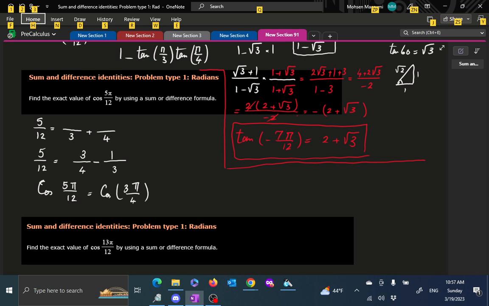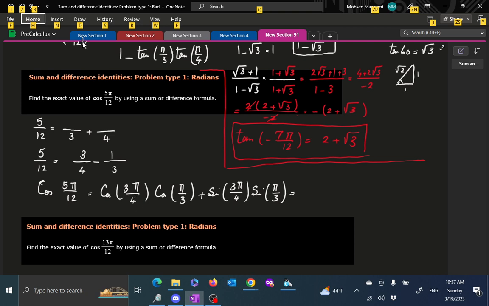So I'll have then cosine of 5 pi over 12 being cosine of 3 pi over 4 times cosine of pi over 3, and for subtraction we'll have plus sine of 3 pi over 4 times sine of pi over 3.